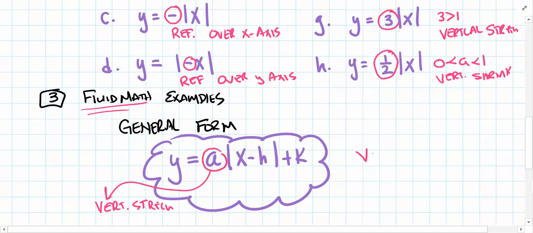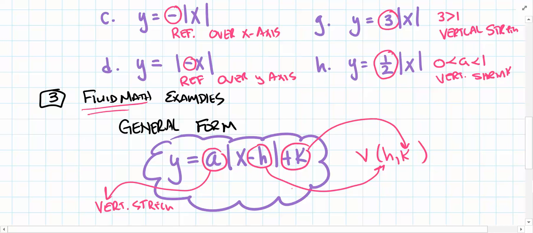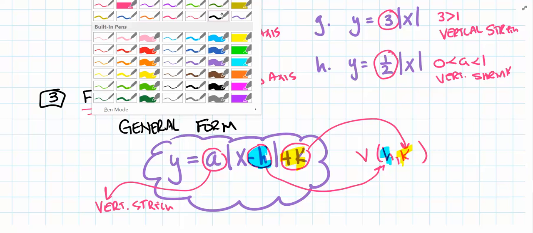Okay, the vertex of our absolute value graph is always going to be h comma k. So notice that this says a -h on the inside, and it becomes a positive h over here. And this is a positive k over here, and this is a positive k here. So what you want to remember is that the sign on the inside is going to change signs, but the one on the outside, the k, does not. This one over here does not change at all. Okay? So let's explore some of these examples together on Fluid Math.